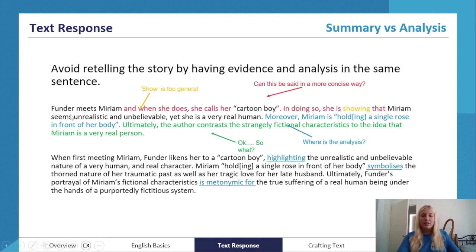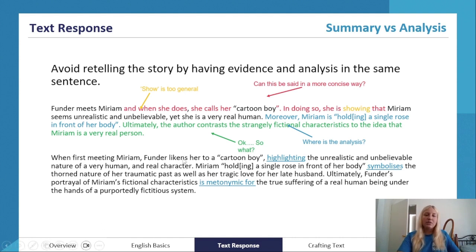So let's have a look at this example. Thunder meets Miriam, and when she does, she calls her cartoon boy. So what is this? When she does, she calls her cartoon boy. Could this be said in a more concise way? Why are we telling back who said something to who? We don't need that detail, okay?